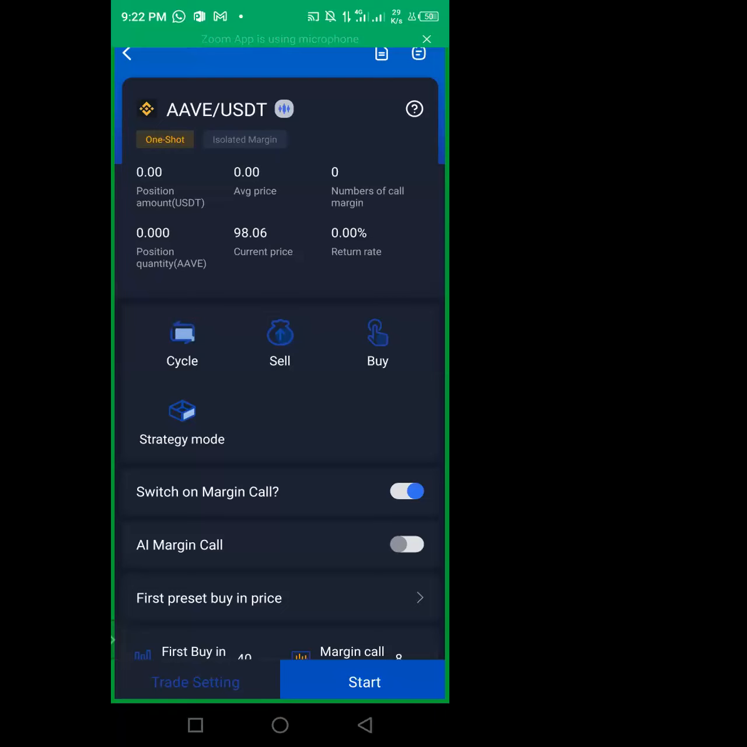If the first one was 2, the first margin cost, he bought like 4. When the price reduced to 40, he bought like 4. So 4 plus 2 will be 6. You will see 6 here. That is the position quantity of bags of rice. The position amount in USDT will be the 50 plus 50. Then the 40 he bought into 4 places. The total amount in USDT, you see it here.